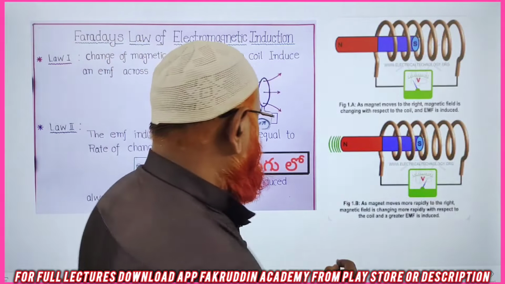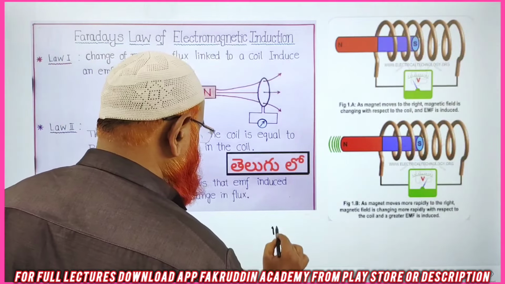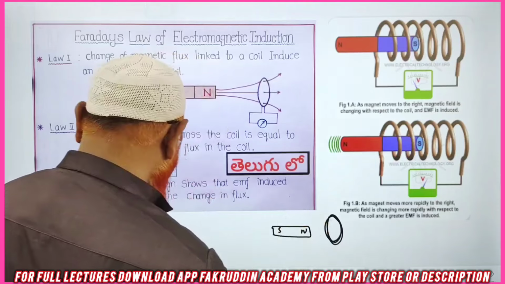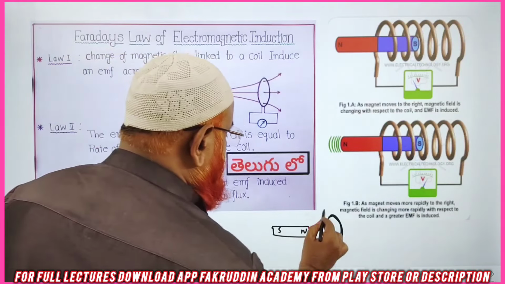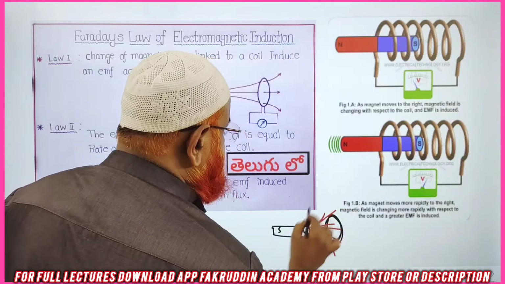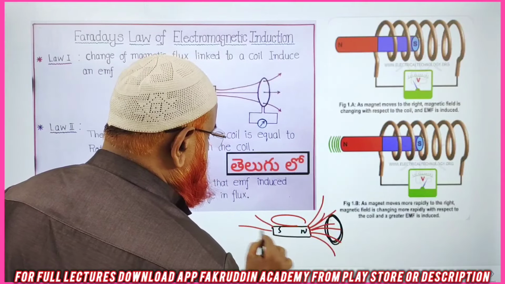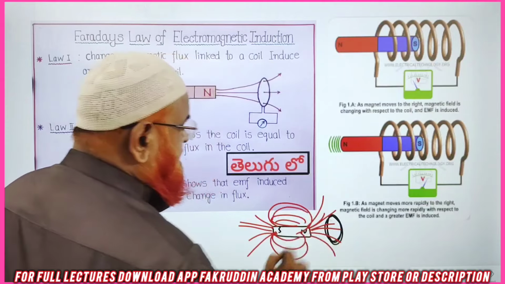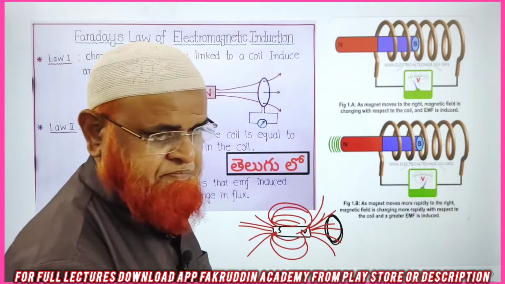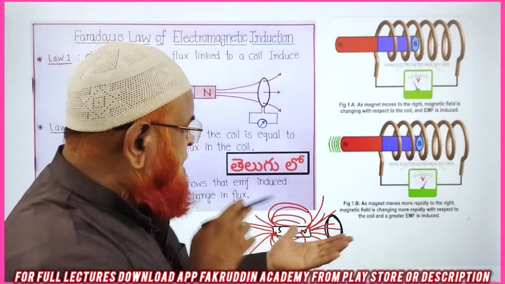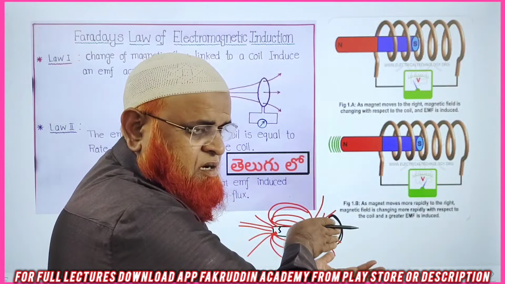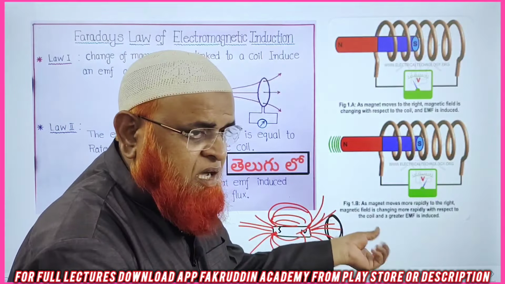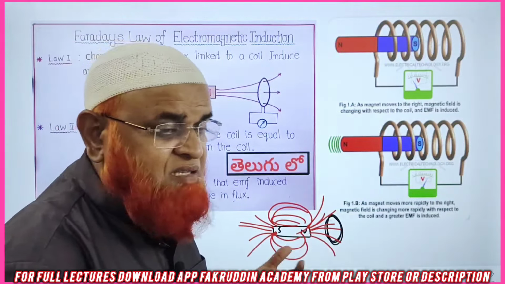See here, I am taking one magnet. I am taking one coil. This magnet is having magnetic lines of flux. Okay, so these are called magnetic lines of flux. This is a coil. You can just see here, when you take this magnet very close to the coil, more lines are linked. More magnetic flux lines will be linked. When you take it away, fewer magnetic lines of flux are linked.